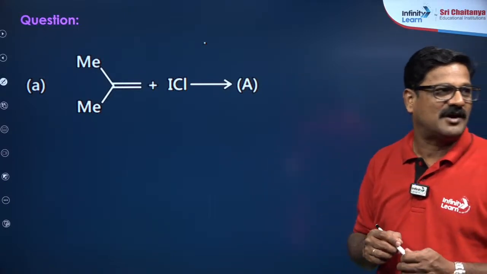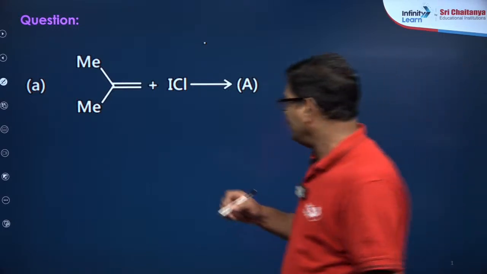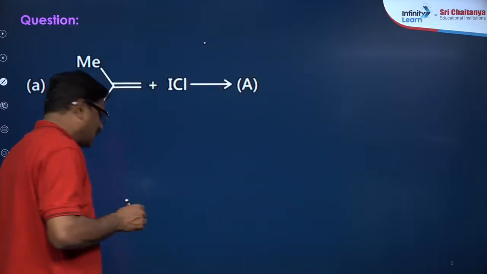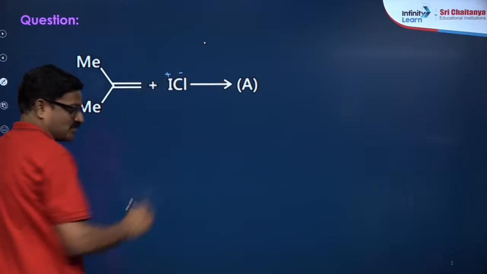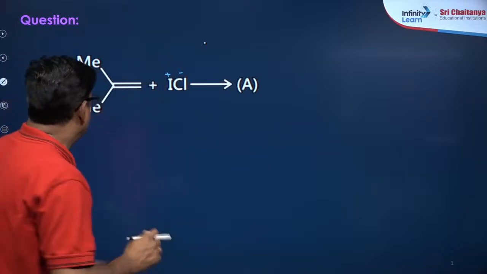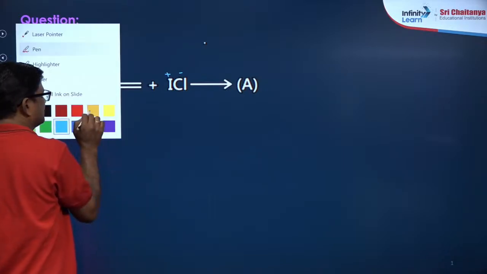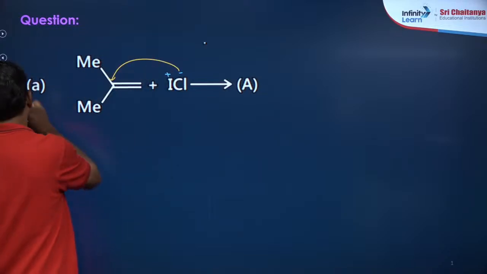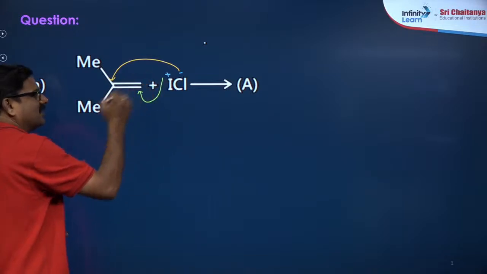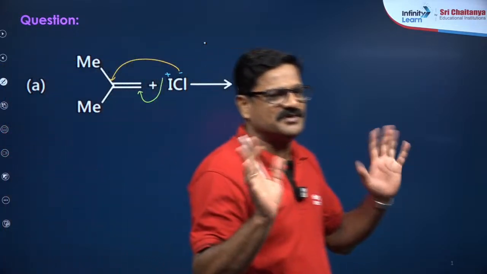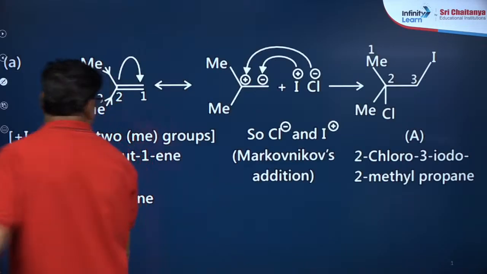Come on. So ICl is an interhalogen compound, so that it is I plus Cl minus, because chlorine is more electronegative. Let us follow Markovnikov rule. So what happens? Markovnikov rule, and you follow the trick. If it attacks here, it has to attack here only, na? Simple trick. Clear? So the product that you can expect here is this one.